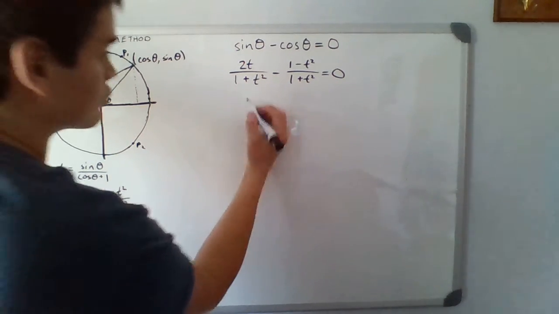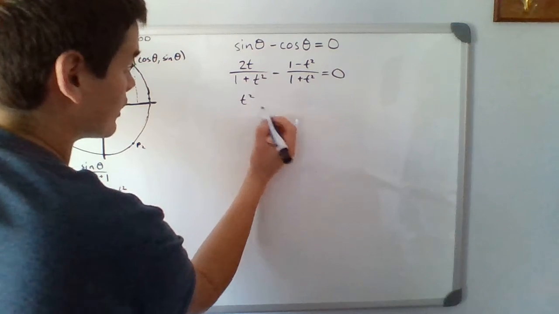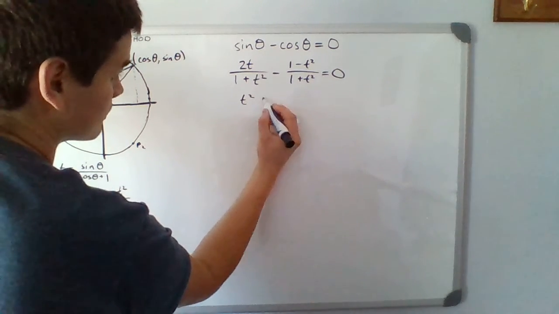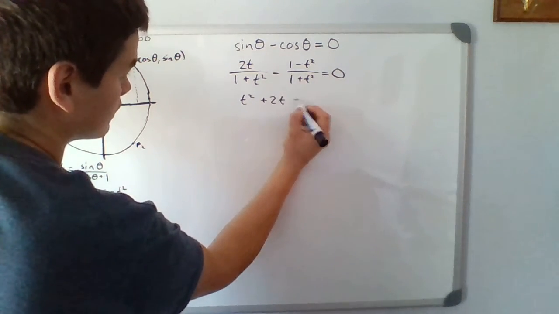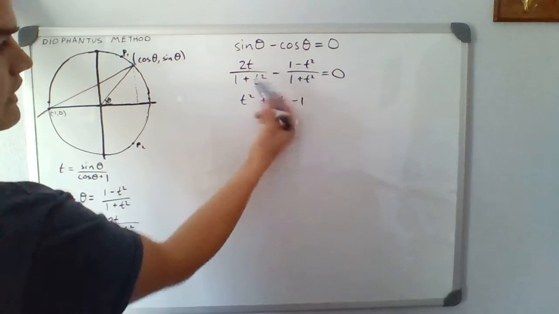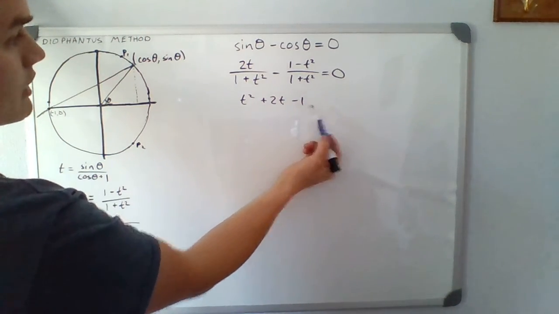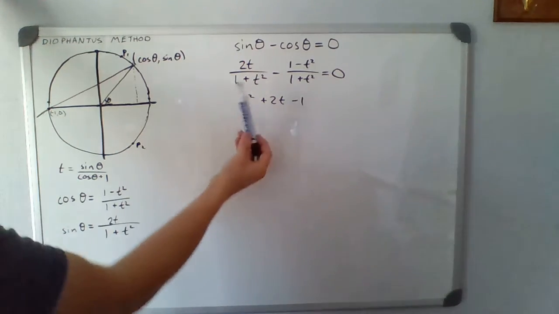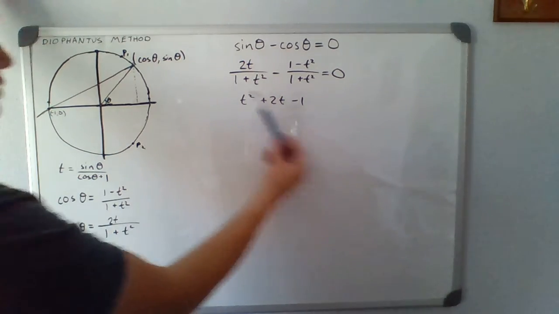That negative gets distributed, so I know it's going to be a t squared, and then a minus 1, but I also have a plus 2t. So the numerator of that is going to end up being that. And also you can see the denominator here. I'm going to just multiply it out.